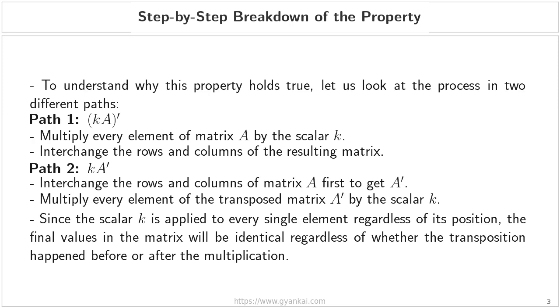You might wonder why these two different approaches yield the same answer. The reason is that the scalar k is applied to every single element in the matrix, regardless of its position. Because the multiplication affects every element uniformly, the final values in the matrix will be identical, whether the transposition happened before or after the multiplication. To see this logic in action with actual numbers, let us move forward to the next slide and work through a concrete example.